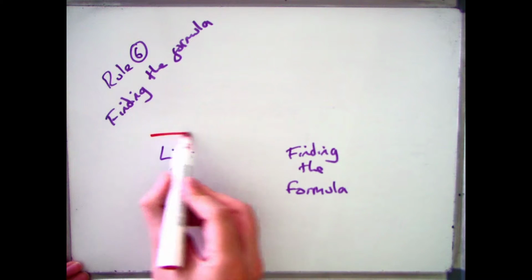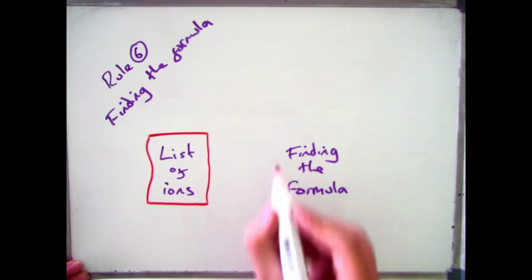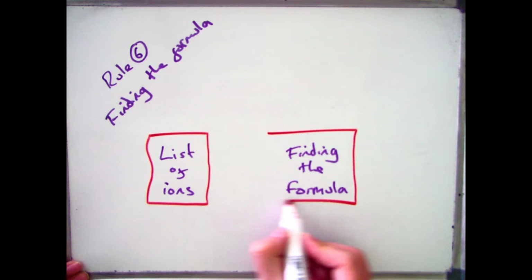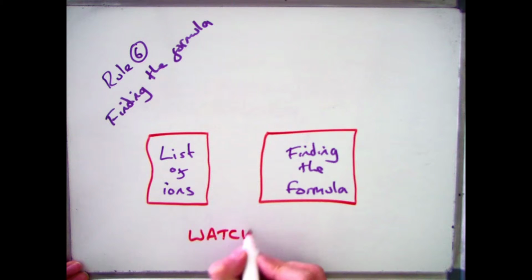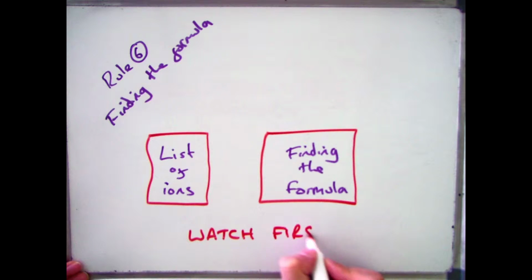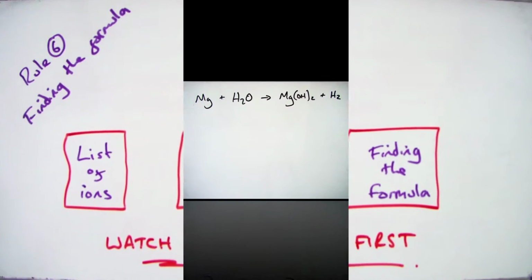And the final rule is, in a lot of these ones, you're going to need to actually find the formula to be able to work out the formula of the compounds. Now if you're not sure how to do that, have a look at the video with the list of ions on the left, and also look at the finding the formula video on the right. It's important to watch both of these videos first before you continue with the rest of this video.